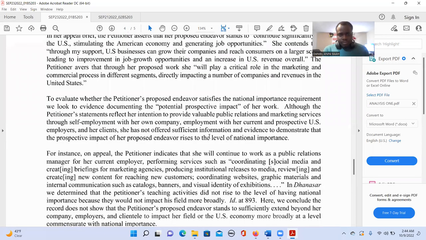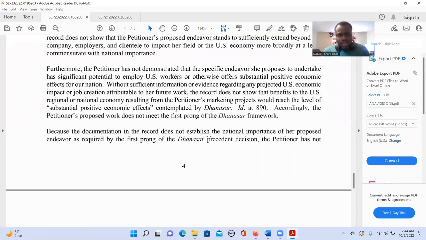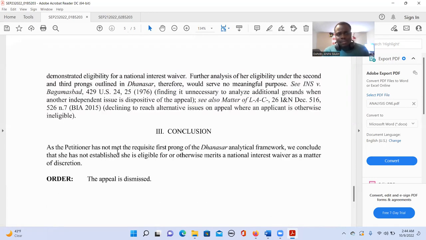So that is one thing I wanted to talk about with this one. You realize that as the petitioner has not met the requisite first prong of the national analytical framework, the Dhanasar framework, we conclude that she has not established eligibility for the national interest waiver as a matter of discretion. Therefore, the appeal was dismissed. Whoever filed this didn't have an understanding of what they were requesting of him and didn't respond appropriately. So take note of that.